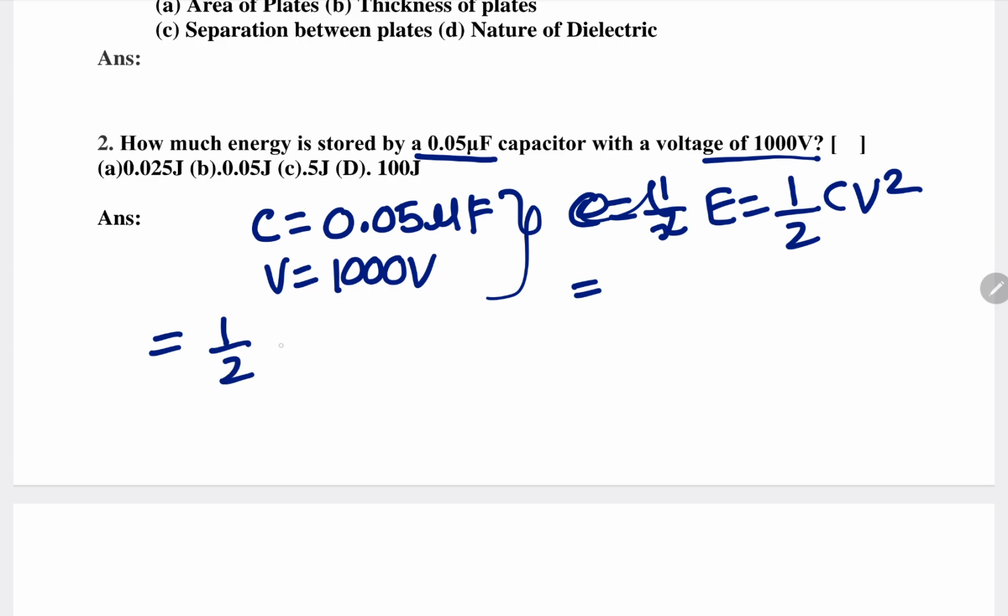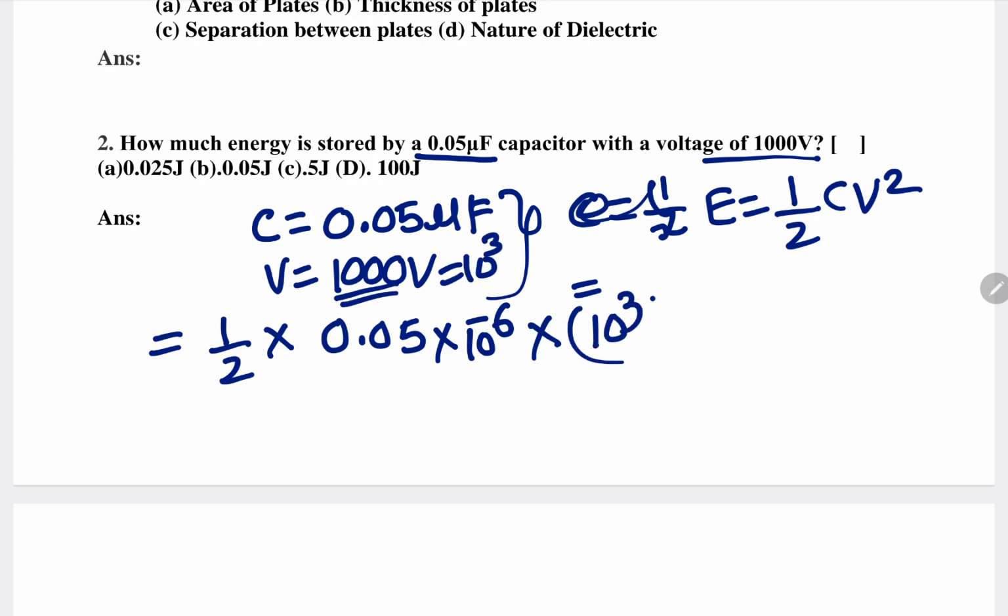Energy is half CV square. Half into capacitance, which is 0.05 microfarad, so 10 power minus 6 farad, into V square. Voltage is 1000, 1000 means 10 power 3, so 10 power 3 whole square. This becomes 10 power plus 6, and this 10 power plus 6 and 10 power minus 6 cancel.